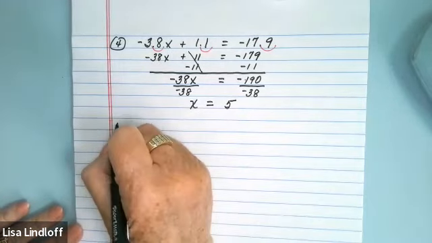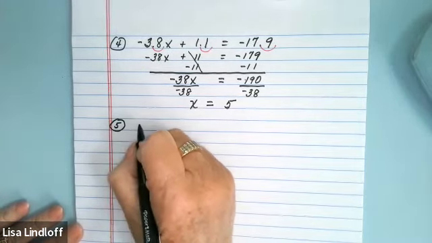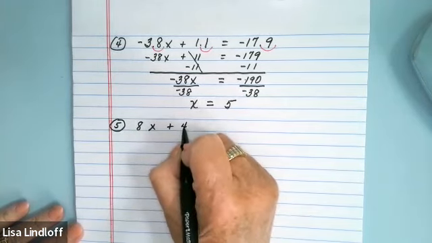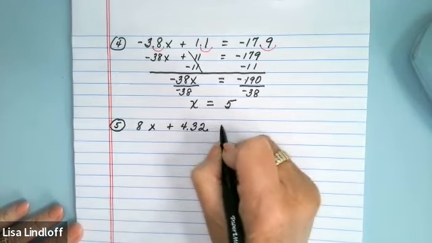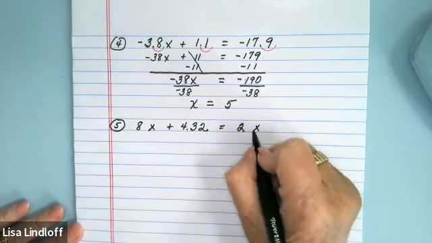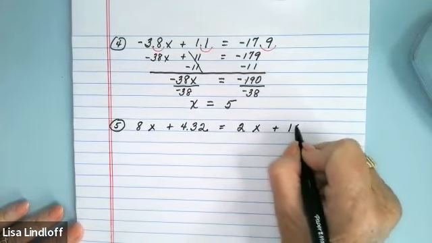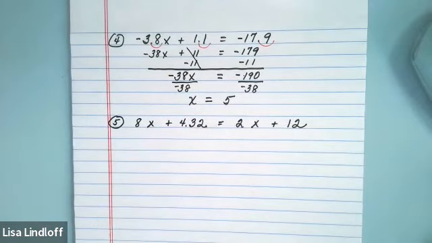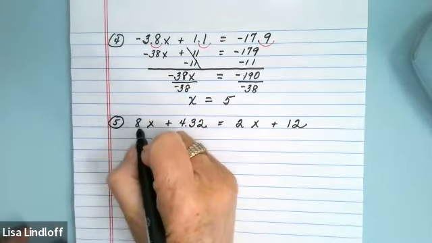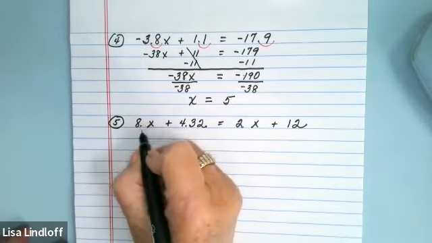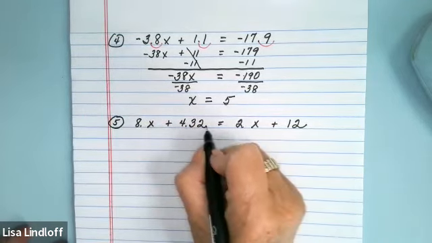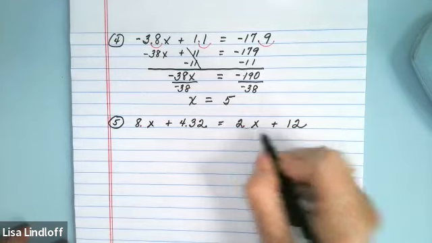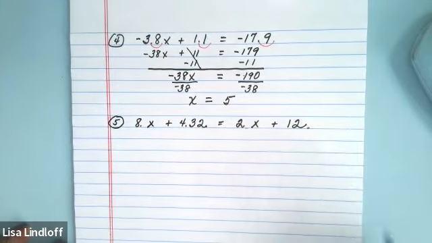Let's look at number 5. I have 8x plus 4.32 is equal to 2x plus 12. Kind of spaced that out, but I had a reason. I have a decimal point here, but no digits. I have 2 decimal places. Decimal point here, but no numbers. Decimal point here, but no decimals.